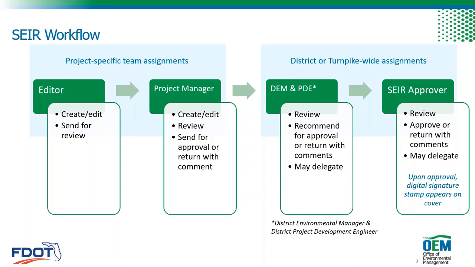When they send it for approval, it first goes to both the district environmental manager and the district project development engineer. They will review it and certify it, recommending it for approval. These positions may delegate their authority to other users in SWEPT as needed. And then finally, it goes to our SEIR approver. This person varies in each of the districts, and the districts have given us the names of who those people are, but they are senior managers usually who review and approve the SEIR.